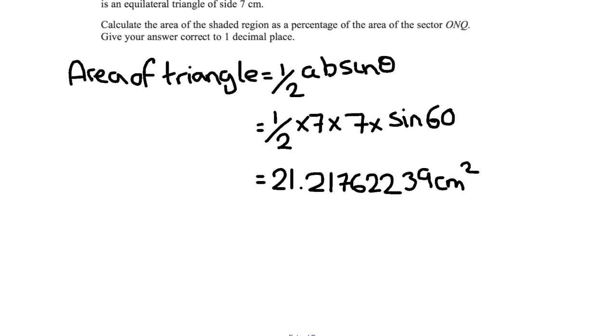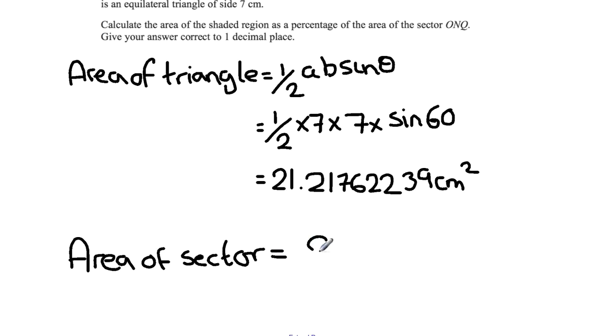Now, to work out the area of the sector, we're going to be using the area of the sector equation. So, area of sector is equal to theta over 360 degrees, times it by pi, times it by r squared.